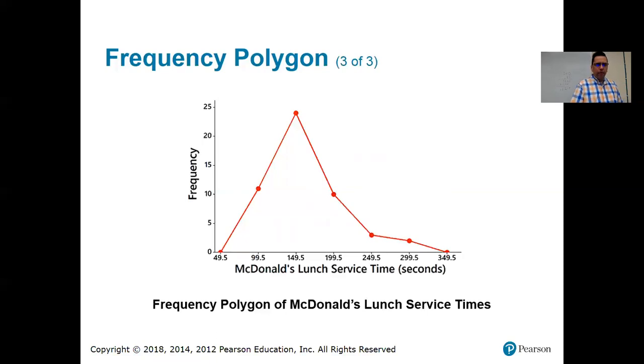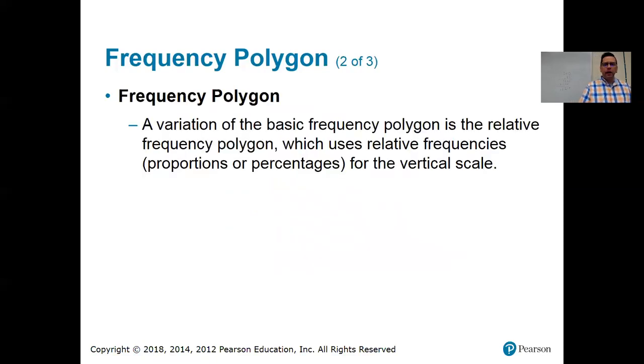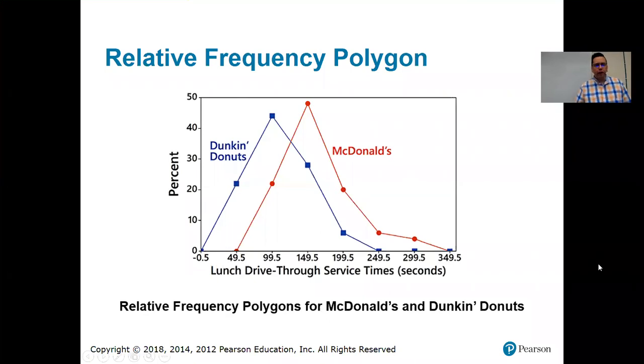Okay. Properties of a frequency polygon. Well, I guess they're pretty clear. They're just pointing out to you that you can also have a relative frequency polygon where you use proportions or percentages instead of raw frequencies. So, for example, if you wanted to compare drive-through service times for Dunkin' Donuts and McDonald's, you could do it like this. And you would almost definitely want to use relative frequencies for that, especially if your data sets have different sizes.